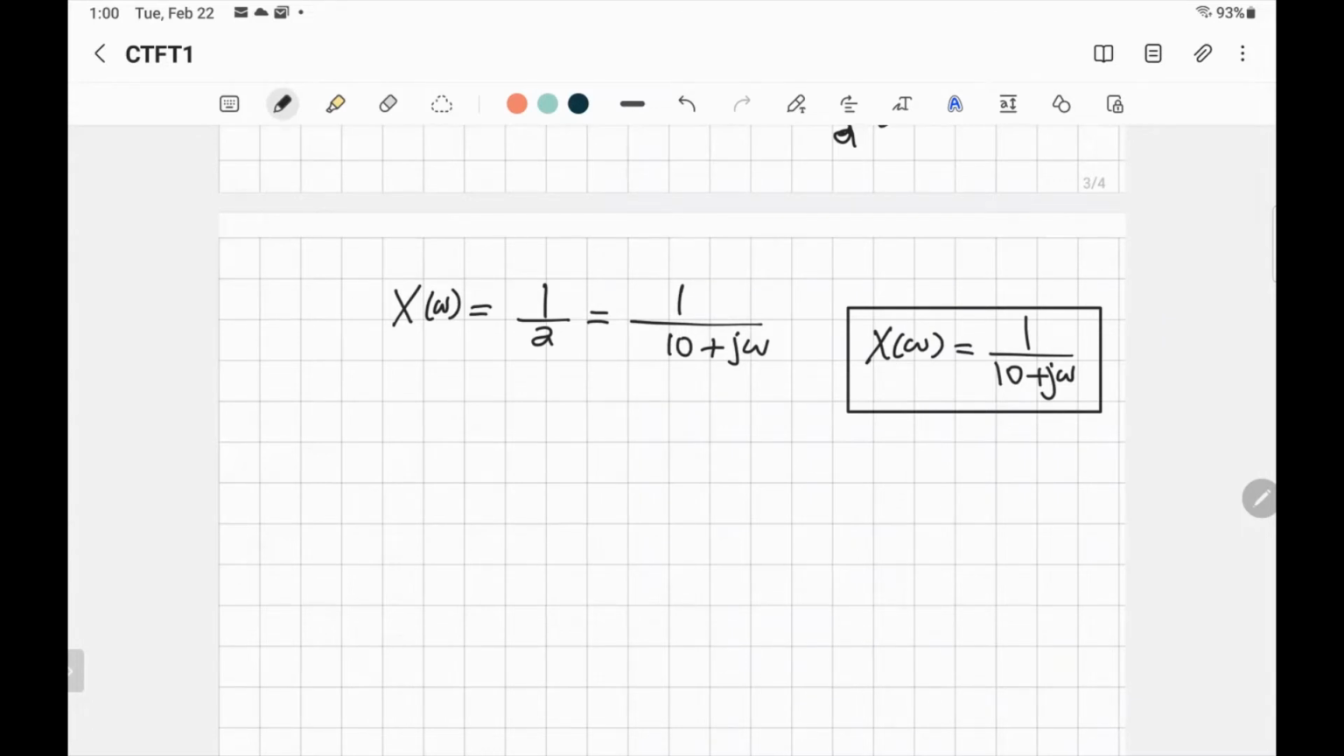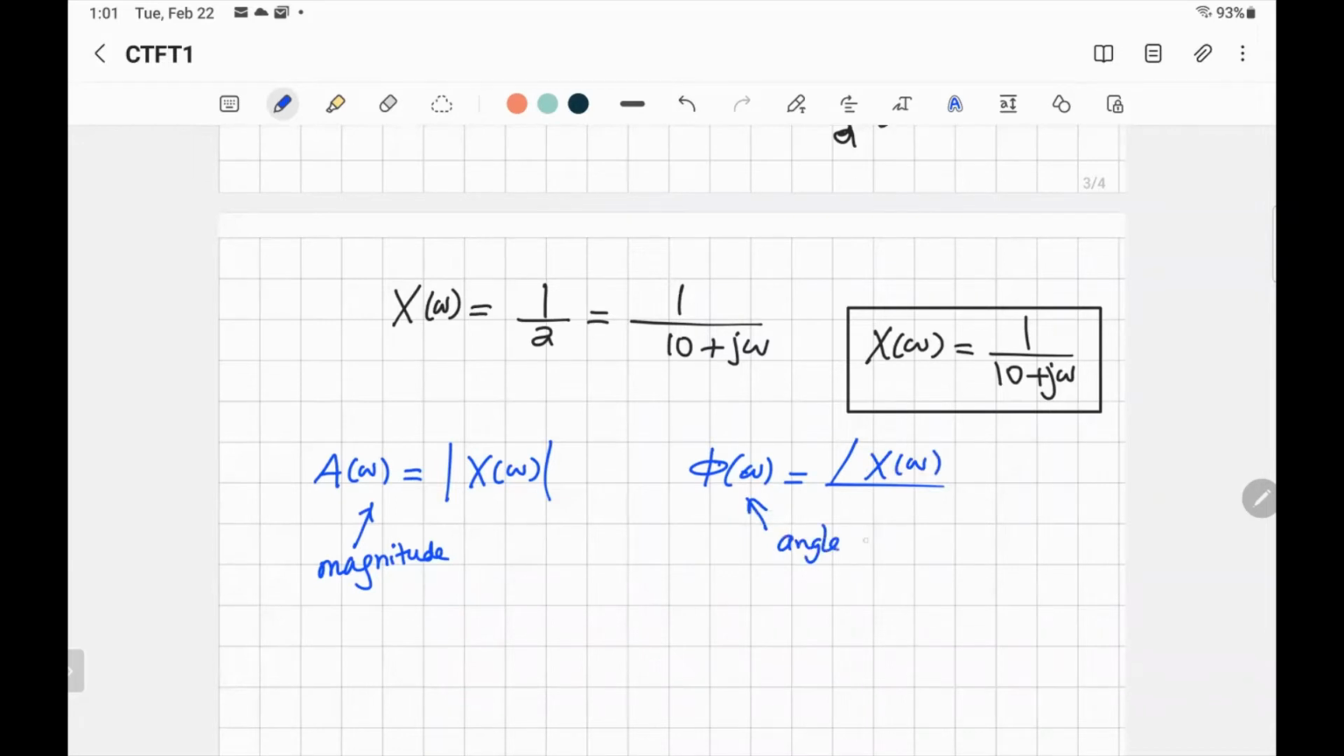But in general, what is the magnitude of this? We call the magnitude A. A is the magnitude, which will be the absolute value of X of omega. So A is the magnitude of the spectrum, the magnitude of the frequency spectrum. And the phase, I will call it phi. A is the magnitude, but as you see, A is a function of omega. Phi is the angle of the spectrum, that will be the angle of X of omega.